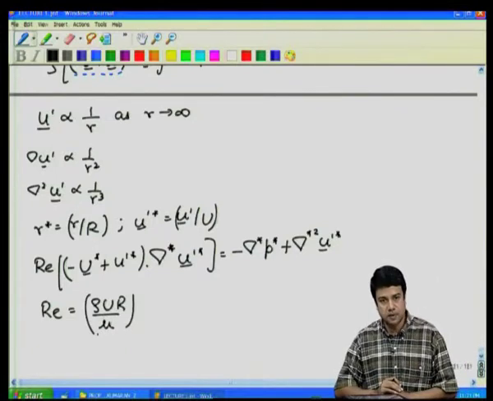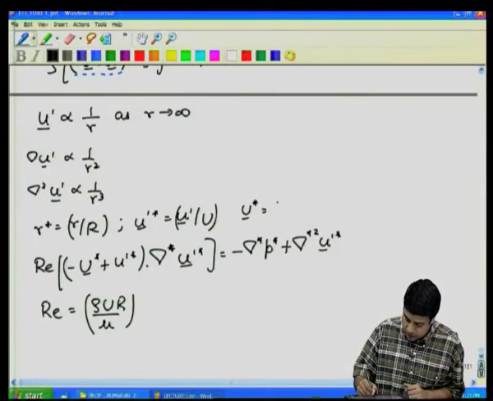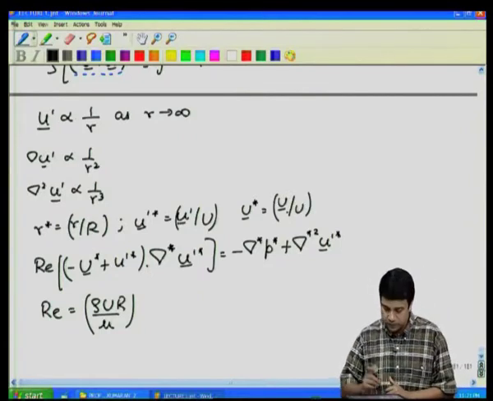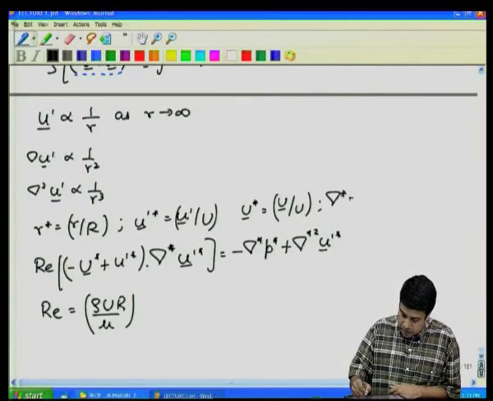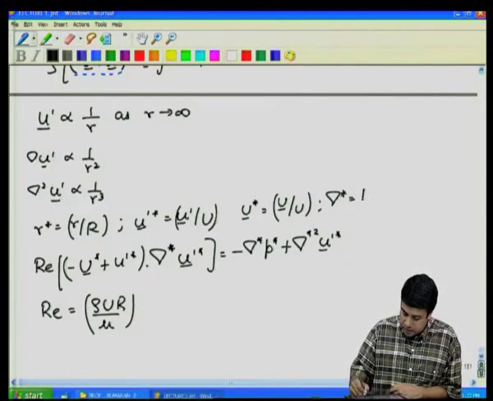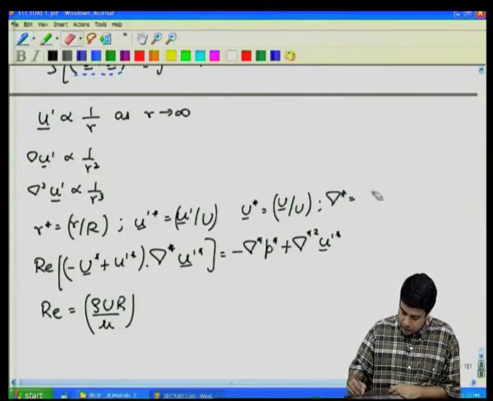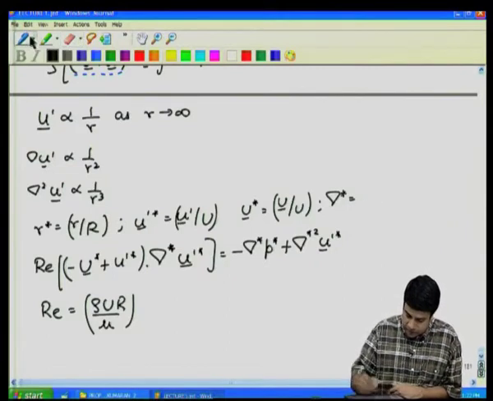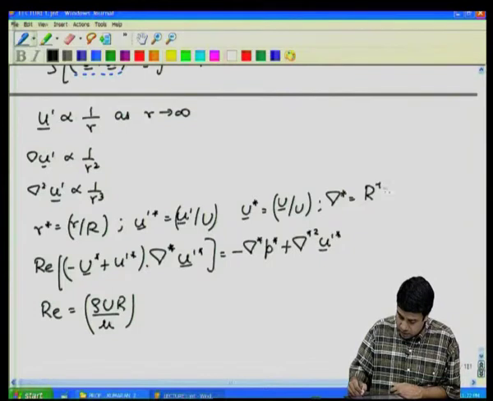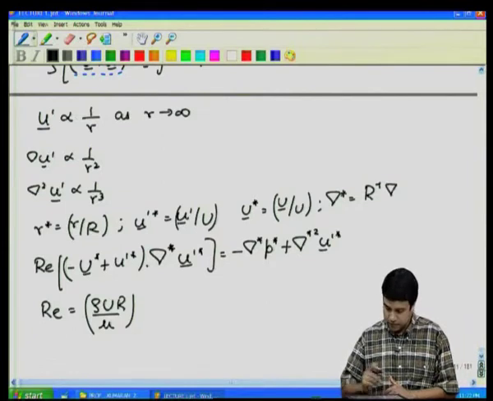So, there is a Reynolds number, and of course, I have defined the scaled U star vector is equal to U vector divided by the scalar magnitude of its velocity U, and the gradient del star is equal to R times the gradient, because capital R is the only length scale in the problem, which is the radius of the sphere. So, that is how I have defined the scaled gradient.